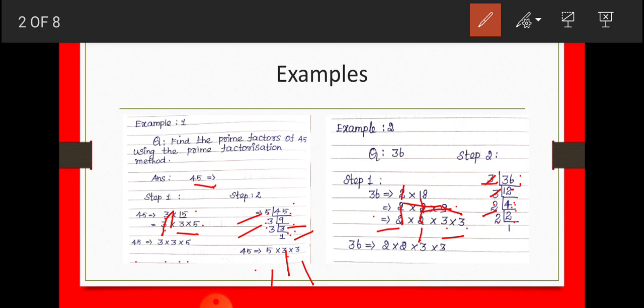If you want to stop this much, you can write. But we have to write all the numbers. That means 36 is equal to 3 multiplied by 2 multiplied by these 2. So 36 is equal to, this is the answer.